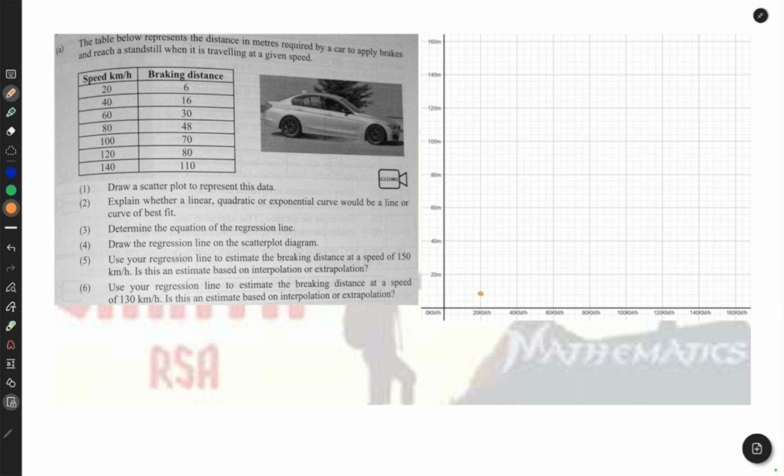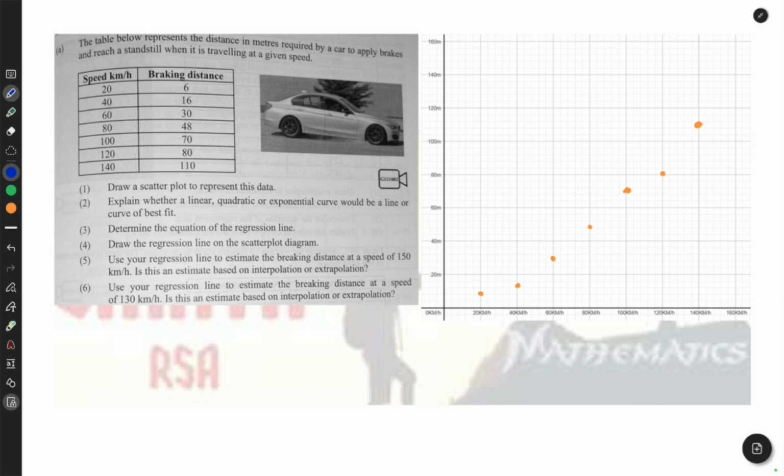When I go 40 to the right, I'm going to go 16 up. So it would be there. That's how easy it is to do a scatter plot. So just make sure you don't mix up the dots, but just make the dots, and for that you will get 2 marks. Explain whether a linear, quadratic, or exponential curve would be a line of best fit.